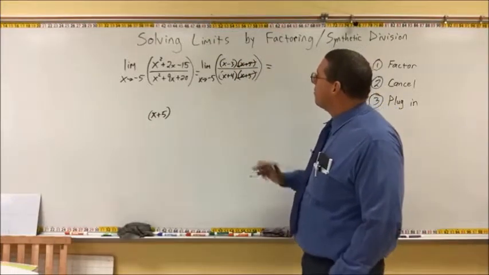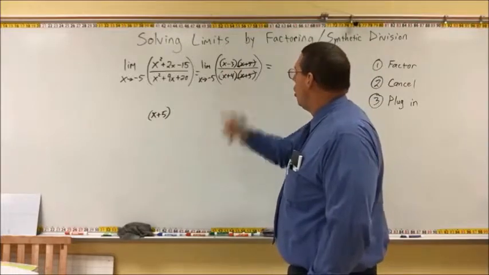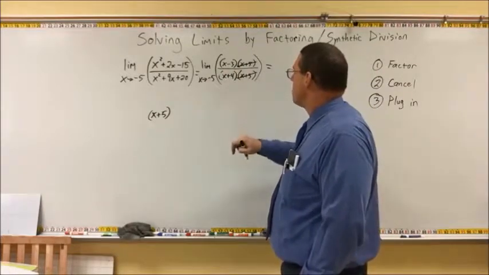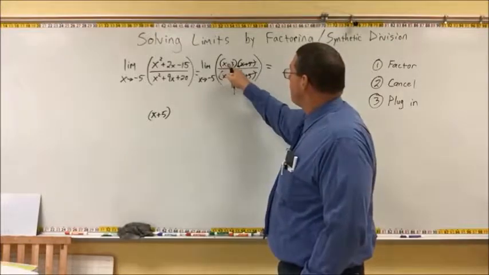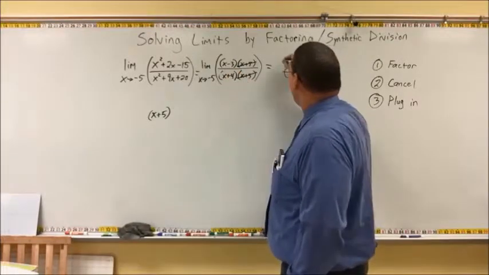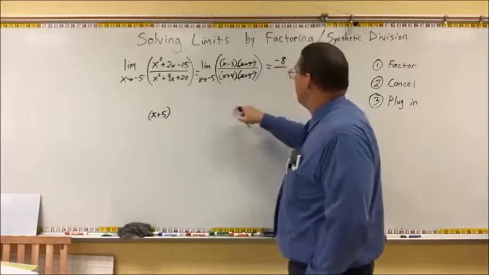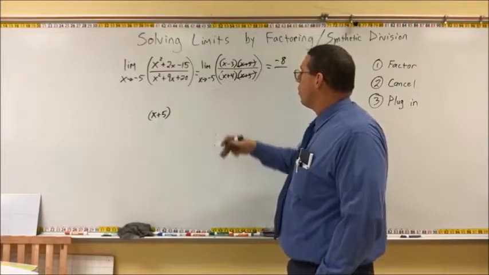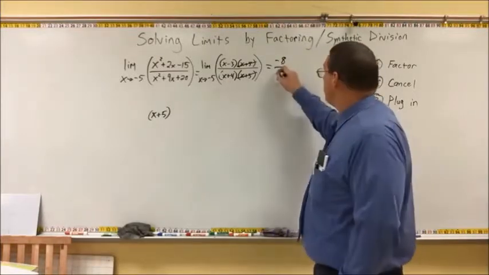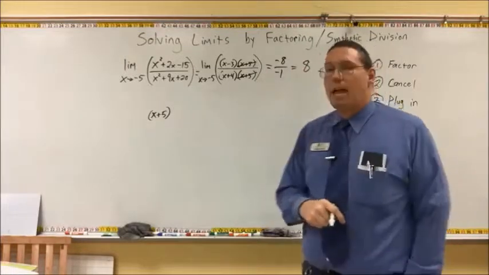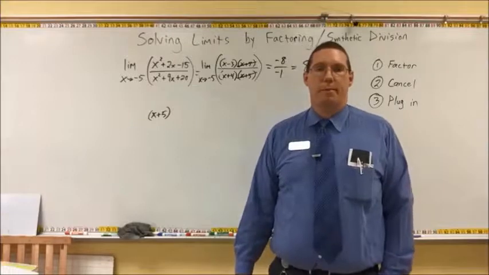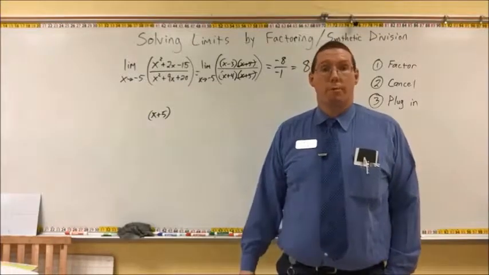And now all we have left is x minus 3 over x plus 4. And so now we're going to plug negative 5 in. Negative 5 minus 3 is negative 8, over negative 5 plus 4, which is negative 1. So we have negative 8 over negative 1, which is positive 8, and that is the answer to this limit. Okay? Let's just do a couple more.